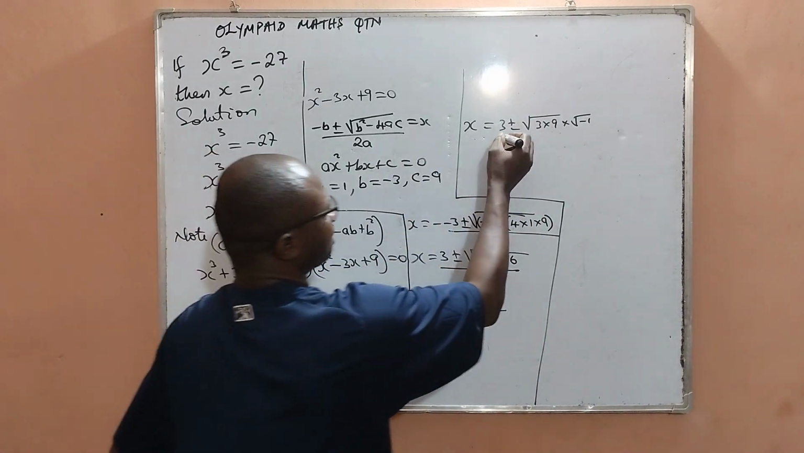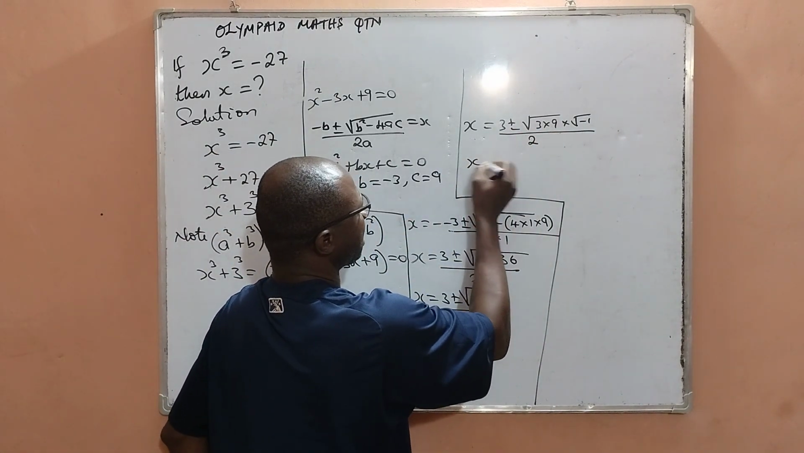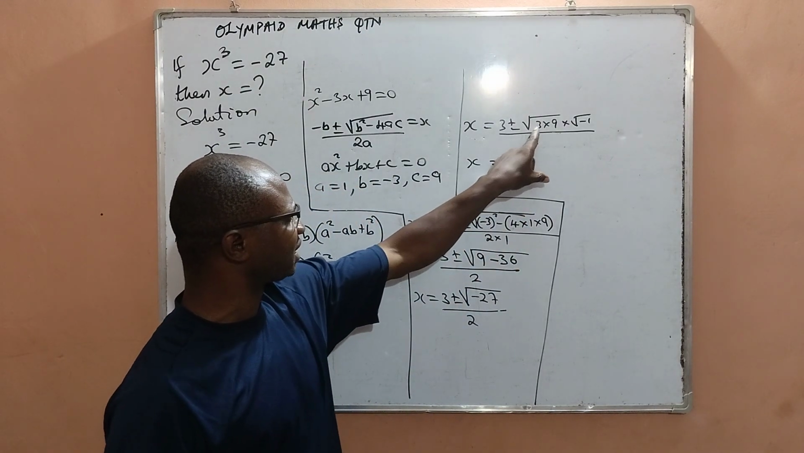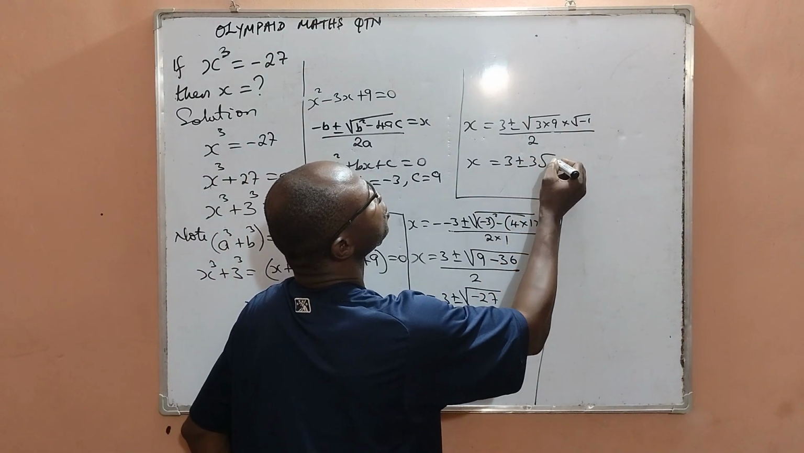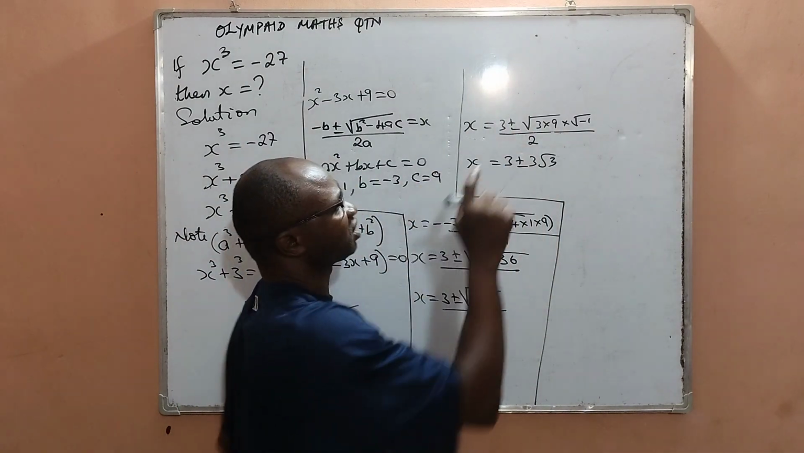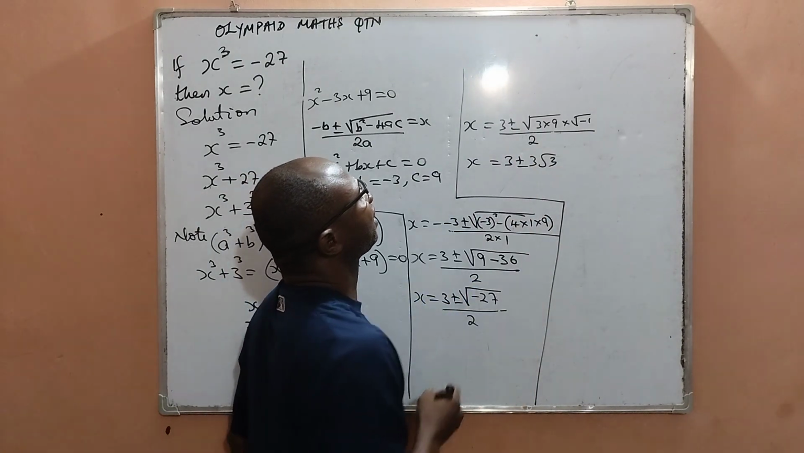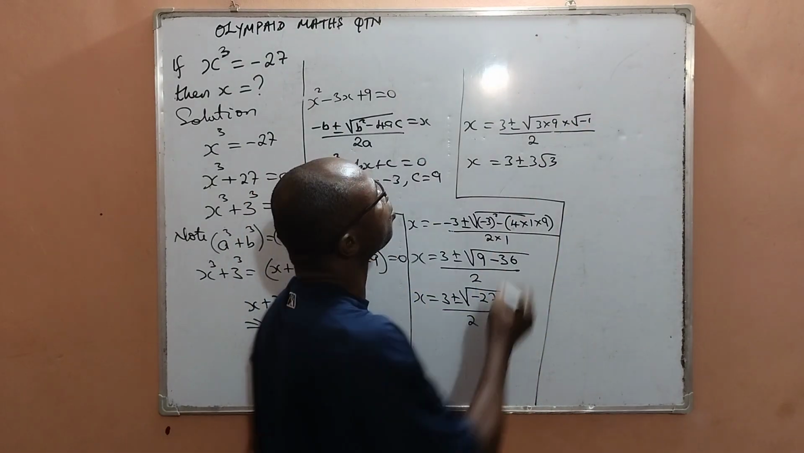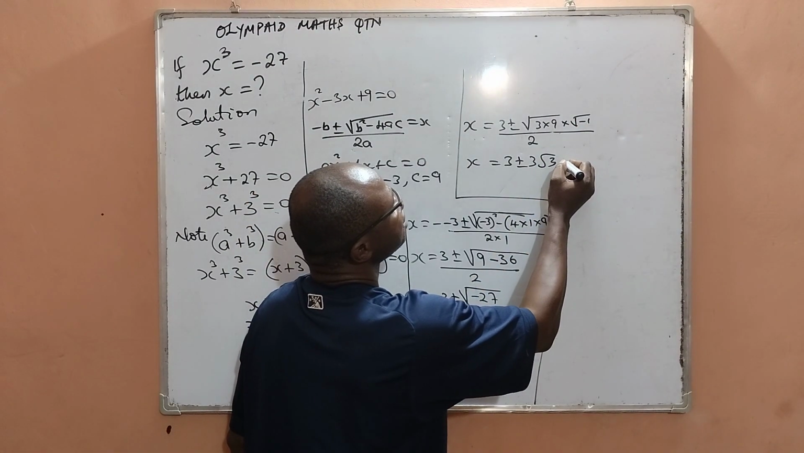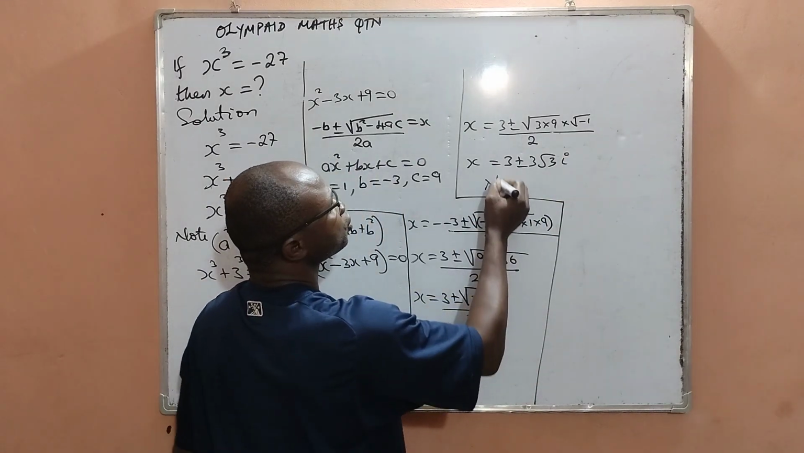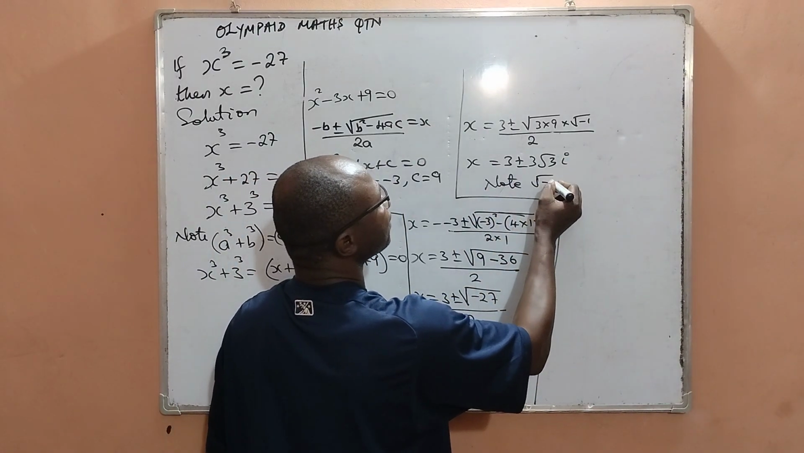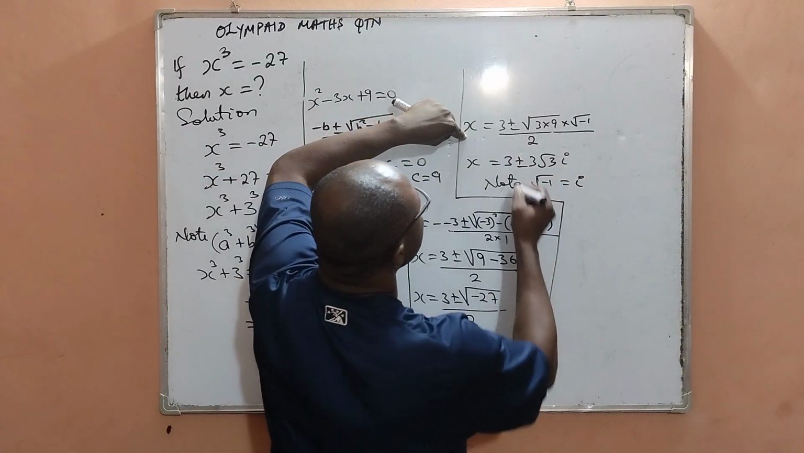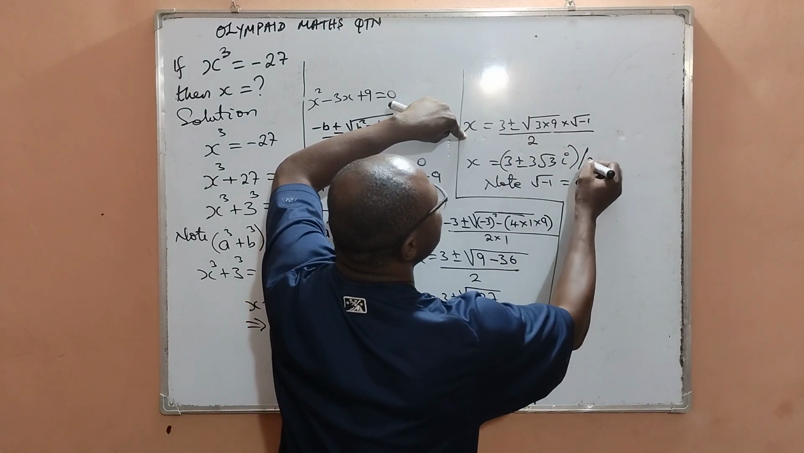But then, divided by 2. I will now have 3 plus or minus. If I simplify the square root of 3 times 9, it will give me 3 root 3, because the square root of 9 is 3, and the square root of 3 will still give us the square root of 3, since it is in its basic form. Then the square root of minus 1 will give us i. Okay? Note that the square root of negative 1 is i, a complex number. Alright, we can now move forward. So everything here is divided by 2.